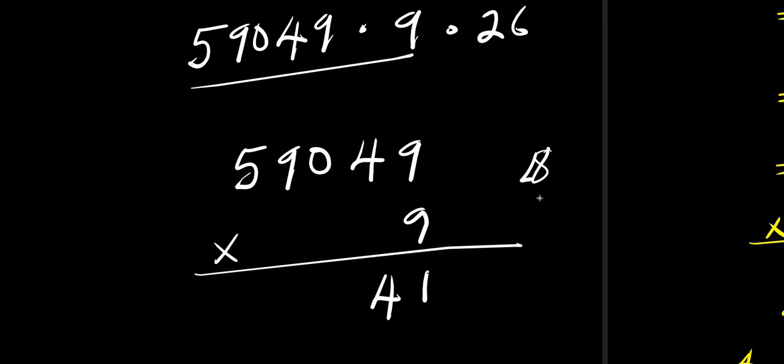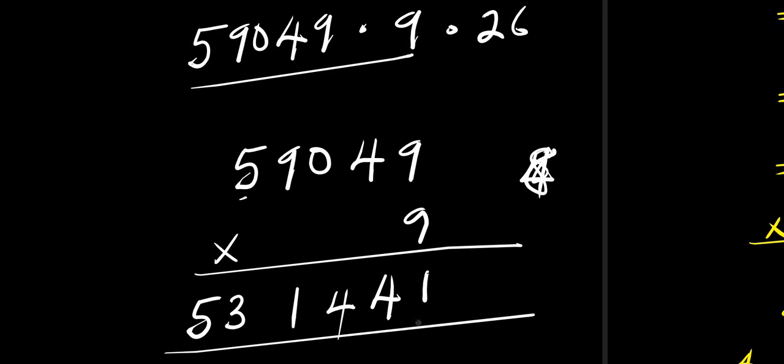4 carry over 4. 9 times 0, 0 plus 4, 4. 9 times 9, 81. 1 carry over 8. 9 times 5, 45 plus 8, 53. So we have 531441 times 26. We need to multiply this by 26.